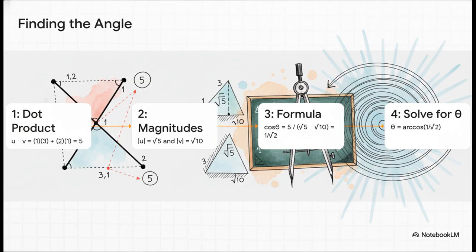Next, we need the magnitudes, or lengths, of each vector. Remember the Pythagorean theorem? That gives us the square root of 5 for u and the square root of 10 for v. Now we plug everything into that geometric formula. The cosine of our angle is 5 divided by the square root of 5 times the square root of 10. That actually simplifies down really nicely to 1 over the square root of 2. And for our last step, we just have to isolate the angle itself, using inverse cosine.